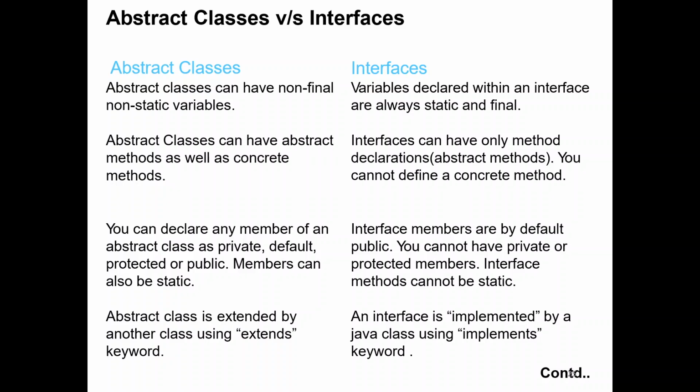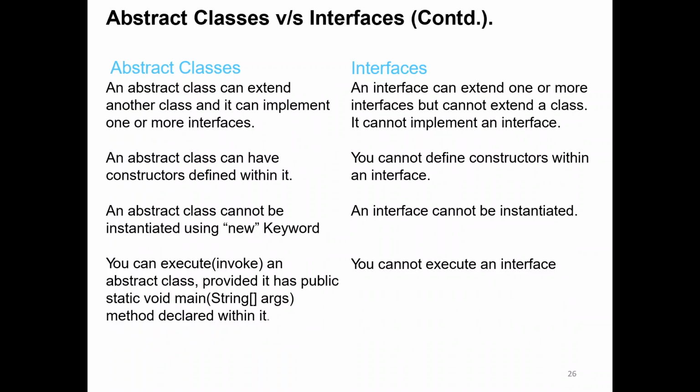And if you want to extend an abstract class, you can go with extends, but an interface is implemented by a class with the help of the implements keyword, and an abstract class can extend another class and it can implement one or more interfaces. So inside an abstract class you can implement one or more interfaces, but an interface cannot extend a particular class, right? And an abstract class can have a constructor, but an interface should not have any constructor. And you cannot instantiate an abstract class, and an interface also cannot be instantiated. It means that you cannot create an object for an abstract class or an interface. But if you have a main method inside your abstract class, you can still run the file, but you cannot execute an interface.